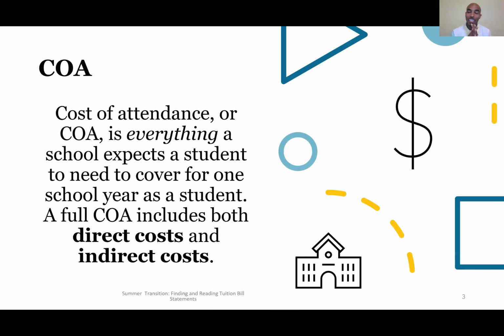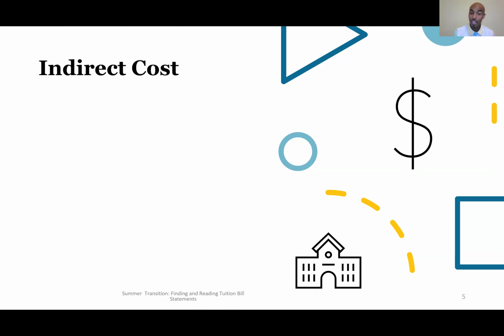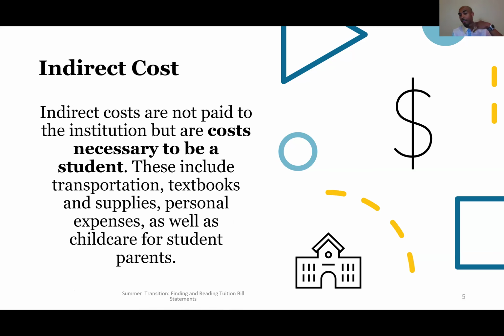All right, so the cost of attendance. The cost of attendance is everything a school expects a student to cover for one school year as a student. The full cost of attendance includes both indirect and direct costs. So what is a direct cost? A direct cost is funds that are paid directly to the institution. This is usually tuition and room and board, things that are a constant at school, so as far as housing and meals. So indirect costs are the rest.